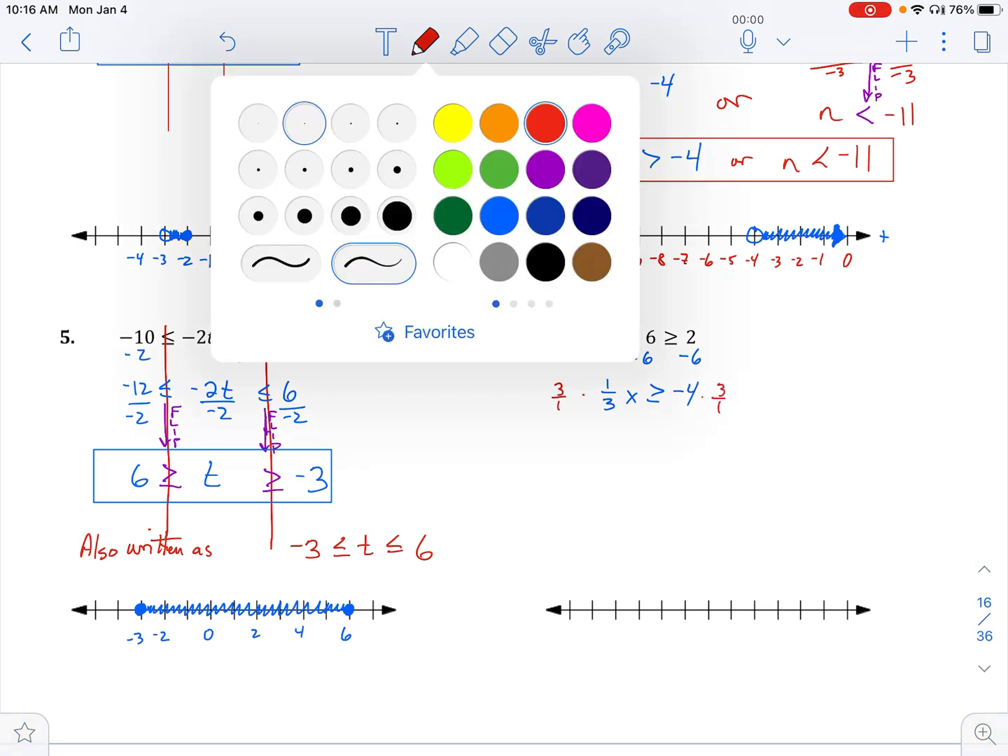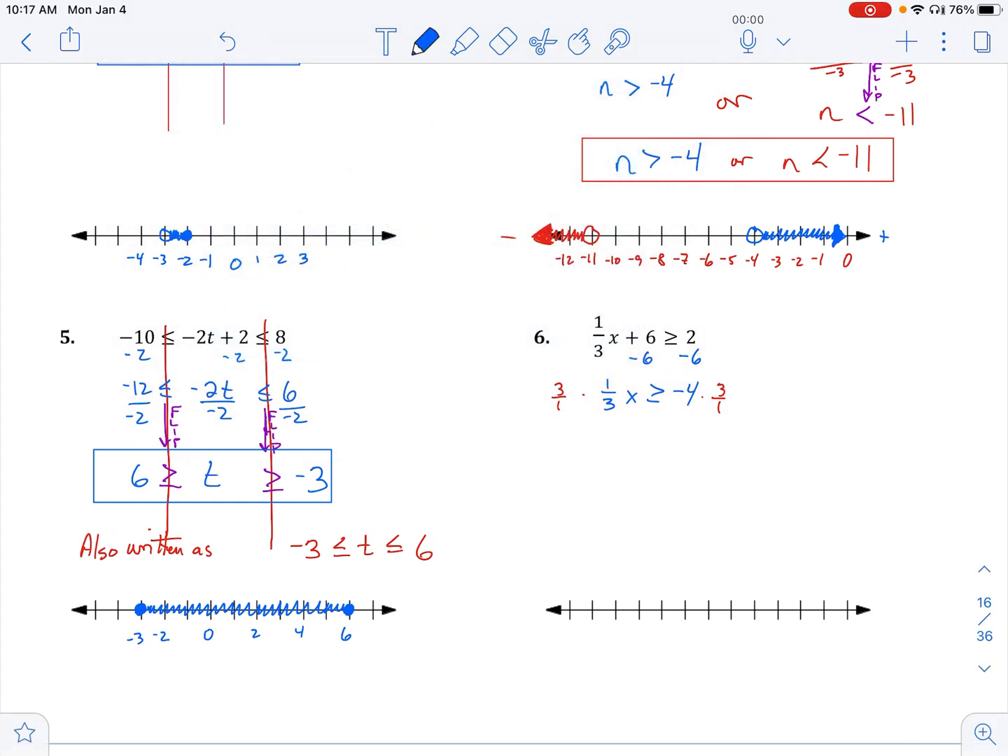When you multiply by the reciprocal, 3 times 1/3 is going to become 1x, is greater than or equal to, this is -4 times 3 over 1, or -4 times 3, which is -12. So we are graphing here x is greater than -12. Again, I did not need to worry about flipping the inequality sign because I multiplied by a +3.